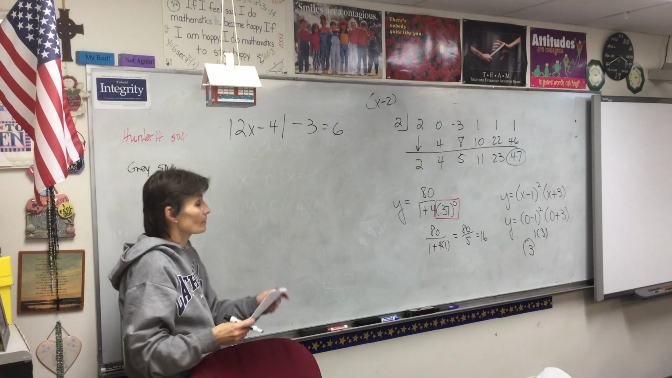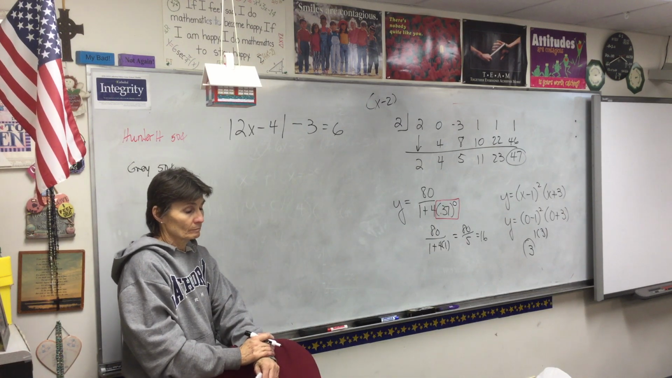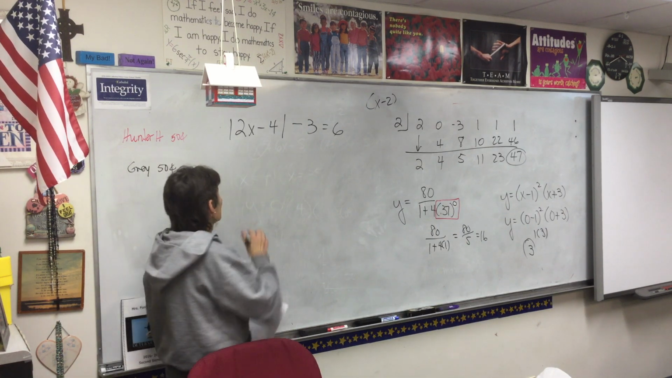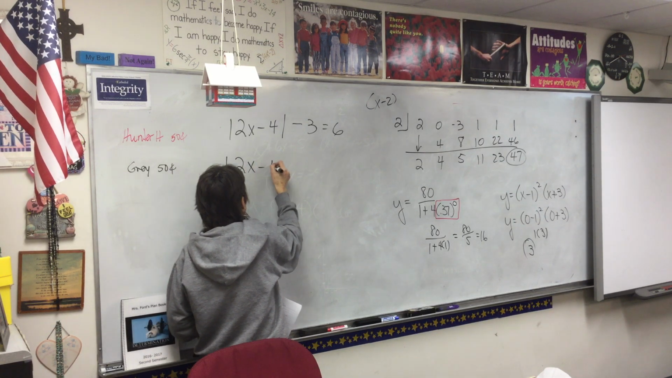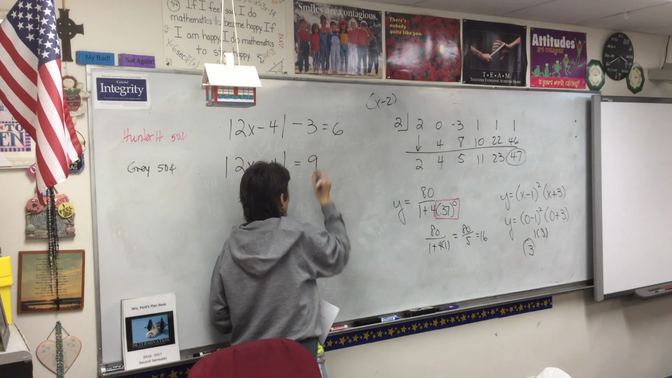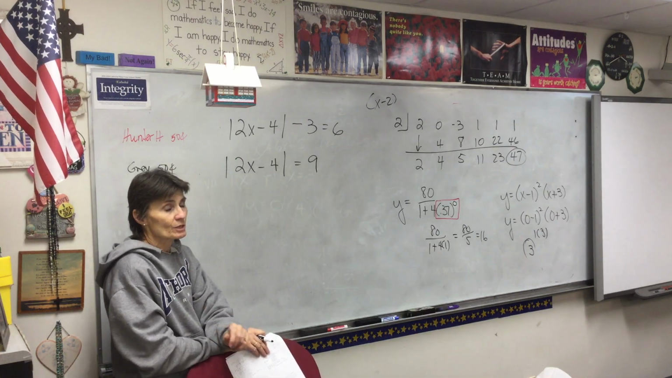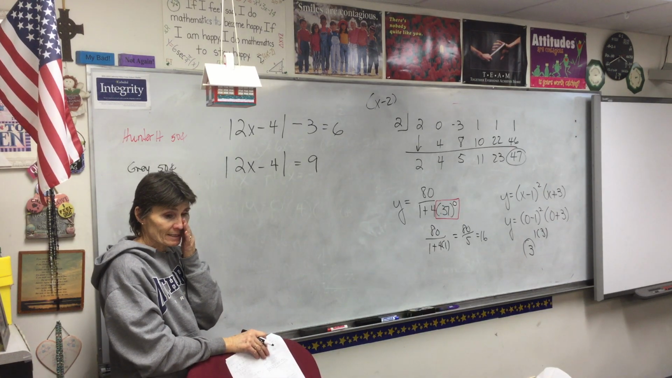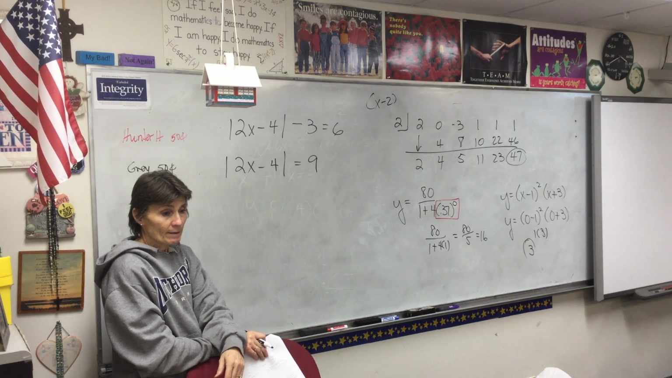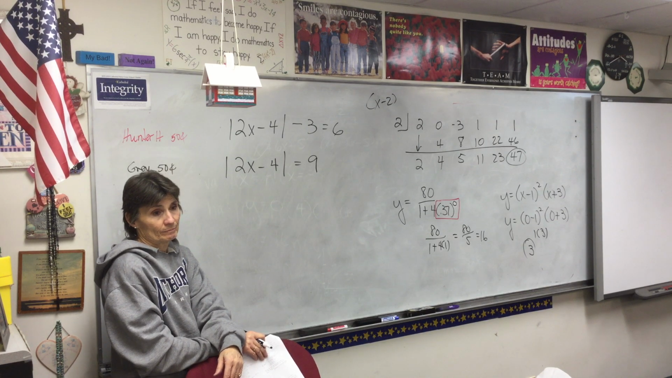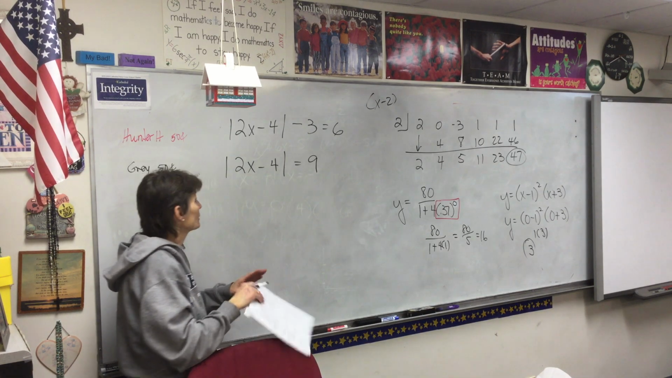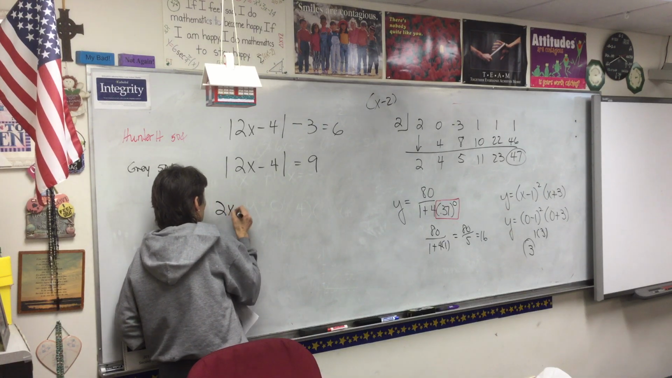Go. What do we do? Add 3. You have to add the 3 to the other side. No matter how you choose to do the problem, and you have different ways of doing it, that has to happen first. You have to get the absolute value by itself. Okay? Then what? 2x minus 4 equals 9. 2x minus 4 equals negative 9.